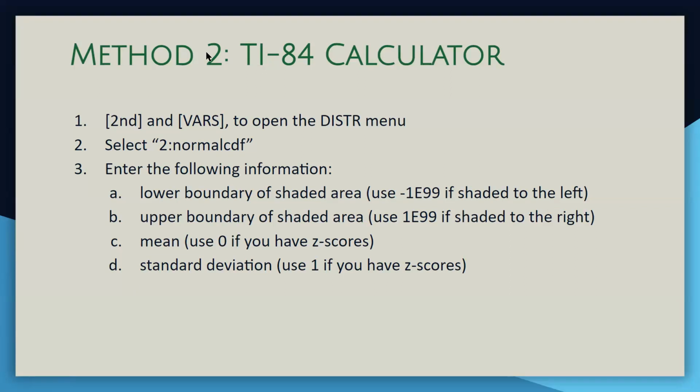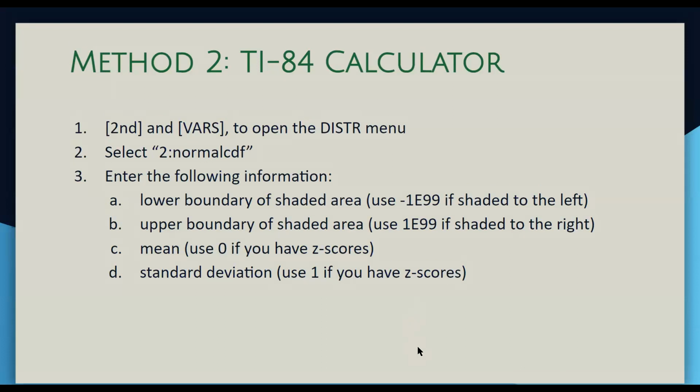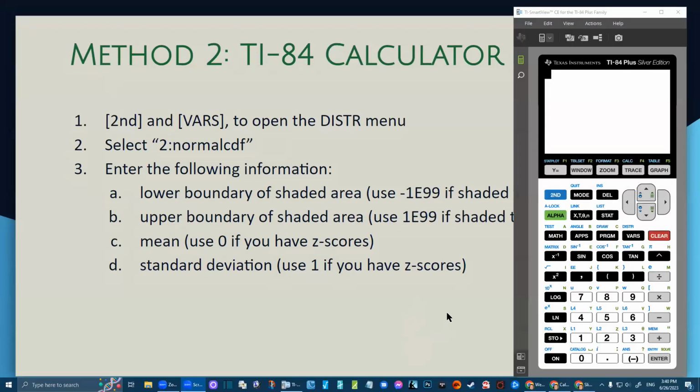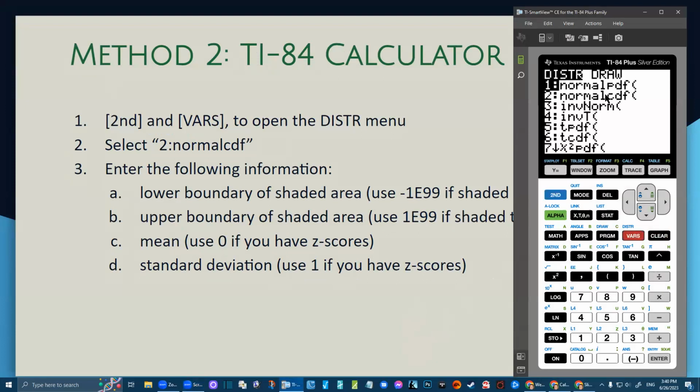So let me get my calculator on the screen here. Hopefully everybody can see my calculator. If I press second and then vars, there's 2 options, DISTR for distribution and draw. And you'll notice it says select 2 normal CDF, cumulative distribution function. There is a PDF in most calculators. We do not want it. We want option 2, normal CDF.